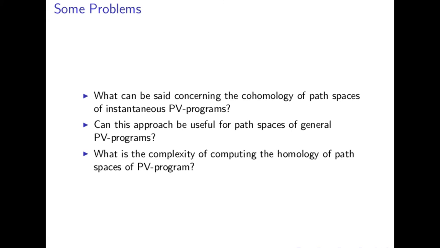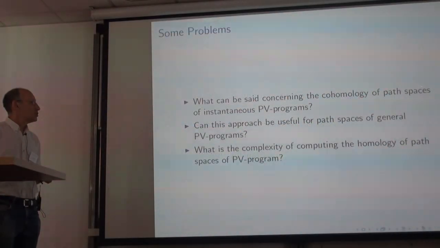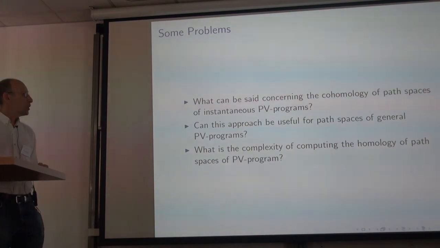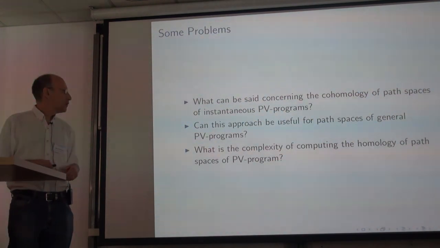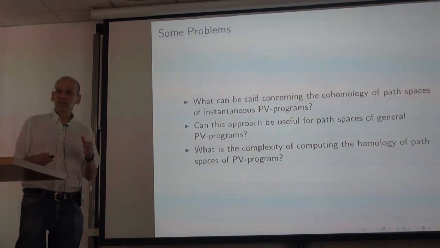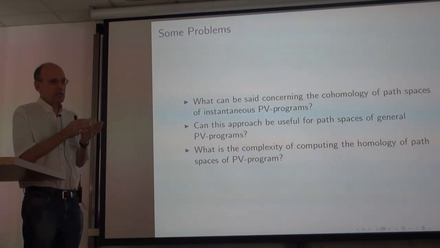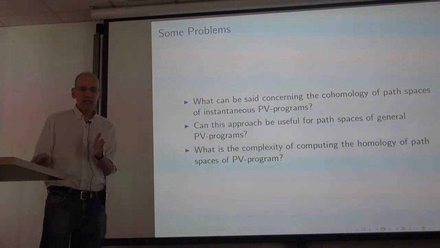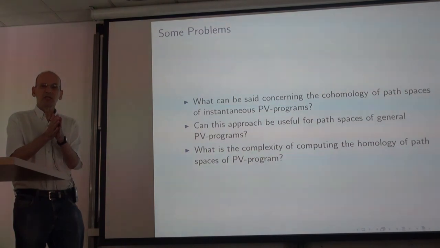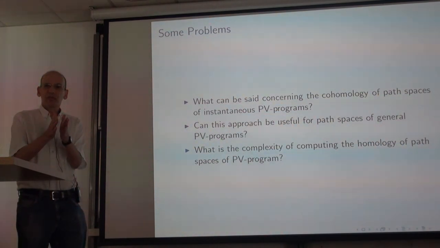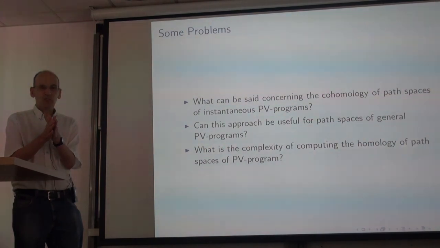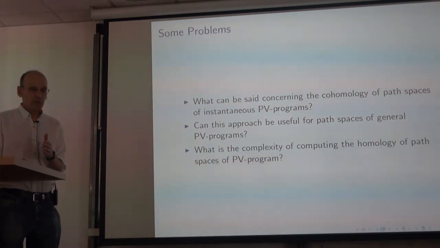So let me just skip this and conclude with some open problems. One question is, what happens to the cohomology of past spaces, even for the instantaneous case? Might give us some interesting result. Another question is whether this approach can be used for general PV programs. There is a problem here, because in contrast with the instantaneous case, in this case we have to use thickening of subspaces. So we have to discuss thickening of subspace arrangements, which are harder to deal with.